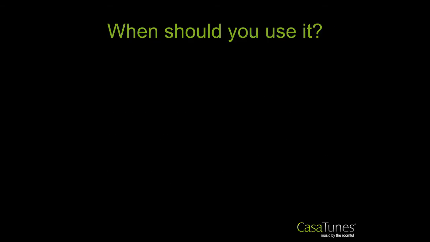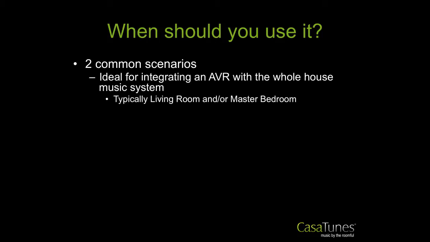So when would you use this capability? There are really 2 common scenarios. The first is when you are trying to integrate an existing AV receiver with the whole house music system. So this would typically be a living room or a master bedroom or any other room that would have an AV receiver where you also want to listen to whole house music.